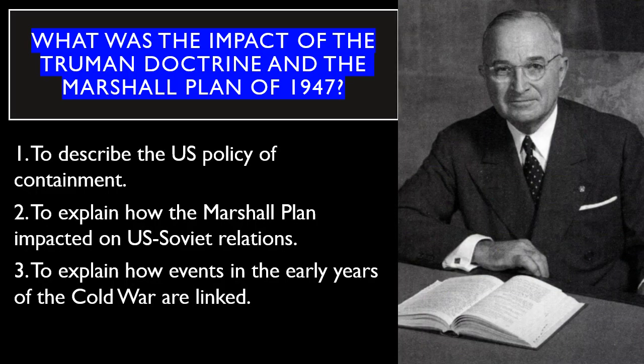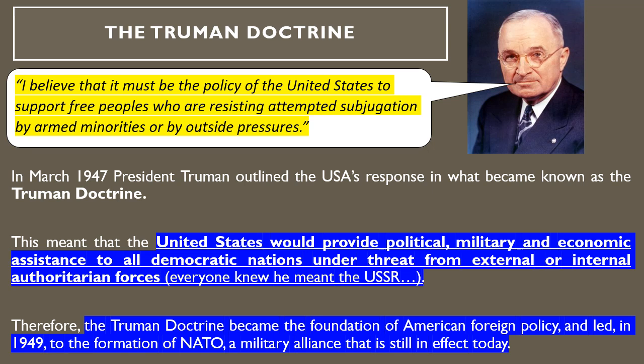And another key event in the Cold War is the development of something called the Truman Doctrine, and then that becoming the Marshall Plan of 1947. Okay. Truman made a speech in 1947 where he made clear what his policy was going to be: support free peoples who are resisting attempted subjugation by armed minorities or by outside pressures. Now, he didn't mention Russia specifically, or the Soviet Union specifically, but everybody knew what he was talking about.